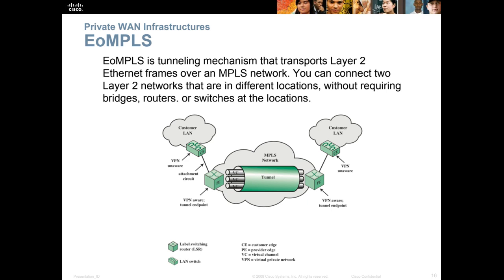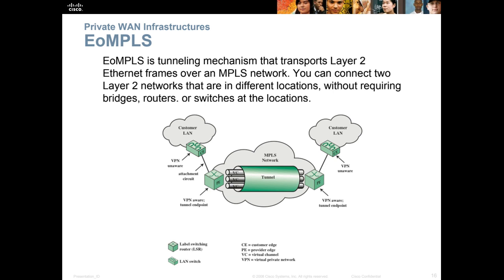Ethernet over MPLS is a tunneling mechanism that transports layer 2 Ethernet frames over an MPLS network. You can connect two layer 2 networks that are in different locations without requiring bridges or routers or switches at the location. Okay. Unfortunately, we are not going to do a lab on this. All right, so here we have the tunnel, MPLS network tunnel.